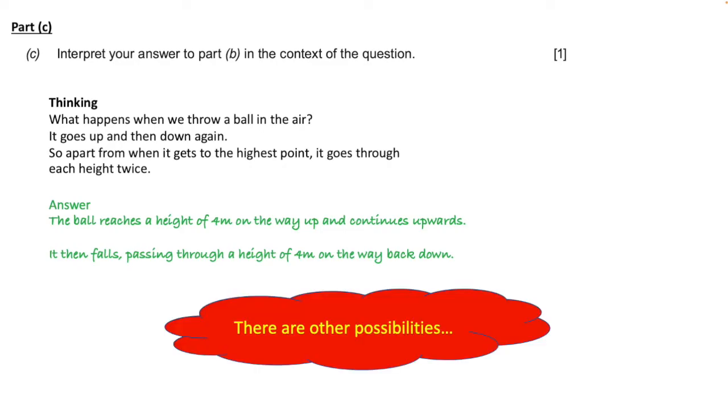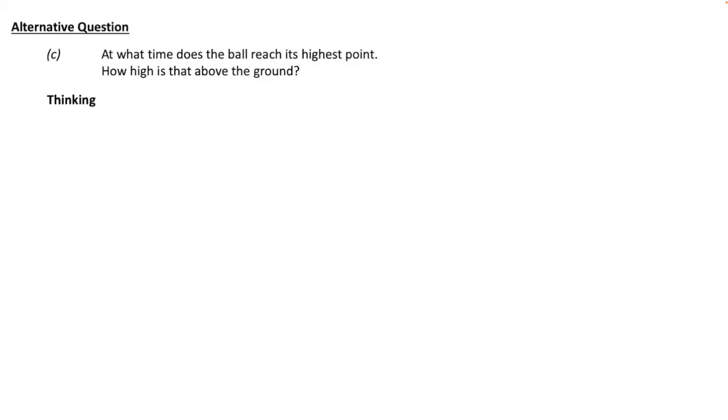There are other things that we could write about what this situation is telling us, particularly with the work we've done on it, and we're going to turn that into an alternative part C. So they might ask, at what time does the ball reach its highest point, and how high is that above the ground?